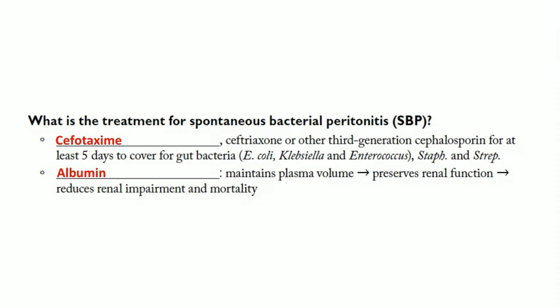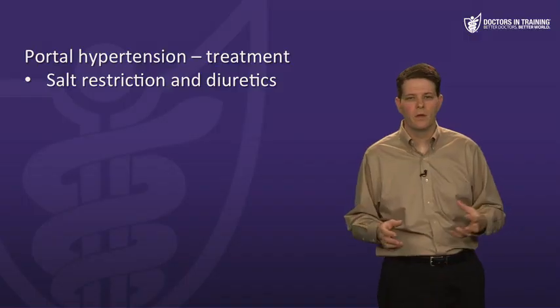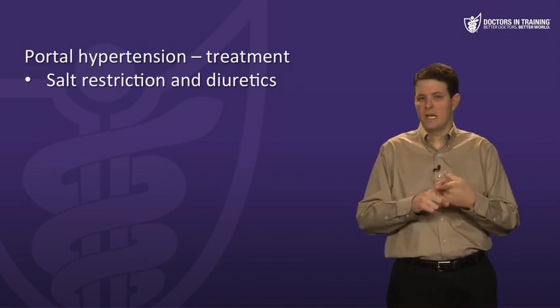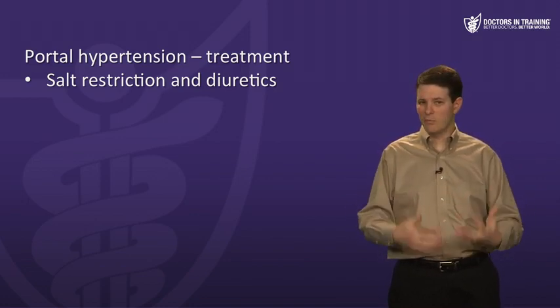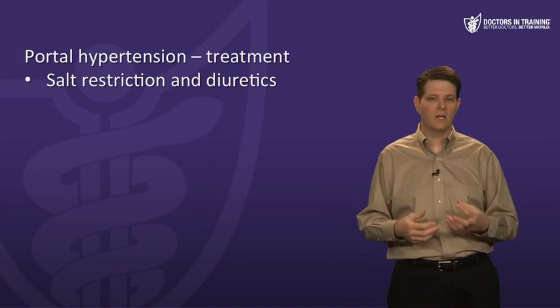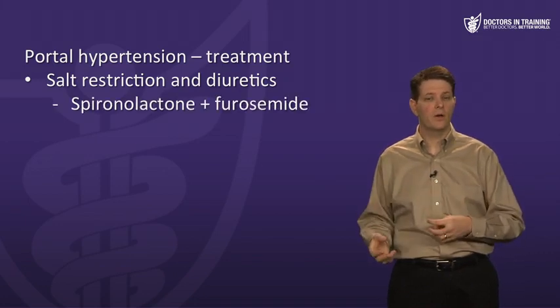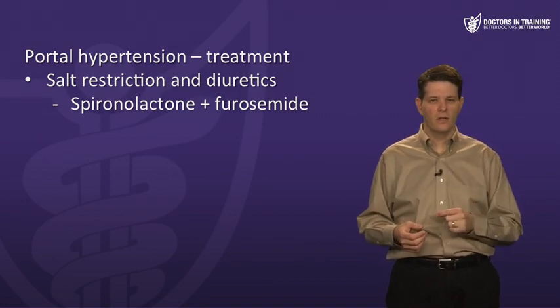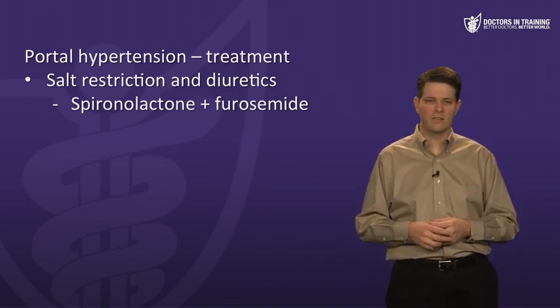Now, what about treatments for portal hypertension in general? Not just for SBP, but for portal hypertension in general. First of all, there's salt restriction and diuretics. So you don't want these patients to retain fluid because it's just going to accumulate in their belly and lead to more ascites. So the diuretics that we commonly use are a combination of spironolactone and furosemide, ideally given together as a single morning dose. That's the preferred method for dosing diuretics and ascites.